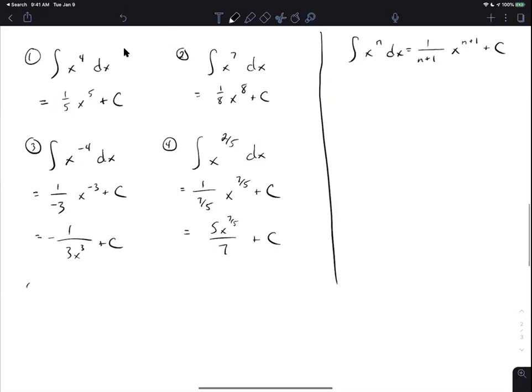So let's see why. If I have the integral of x to the -1 dx, then I get 1 over 0 x to the 0 plus c. What's wrong with that? Please don't copy that down as though it's right. It's not. What's wrong with it, Dominic? Sorry, go ahead. You can't divide by 0. Yeah, you can't divide by 0.